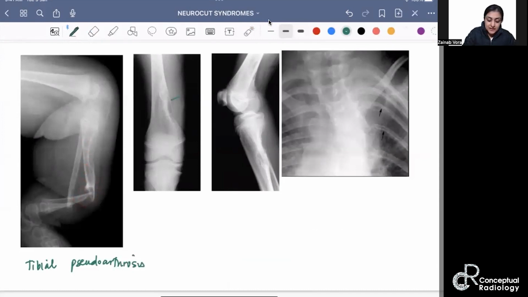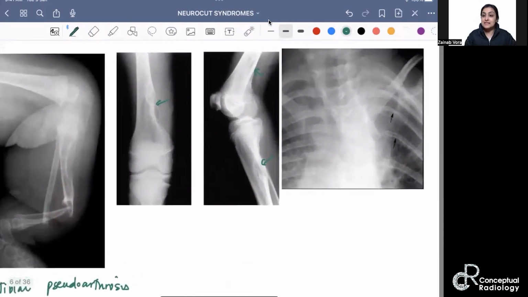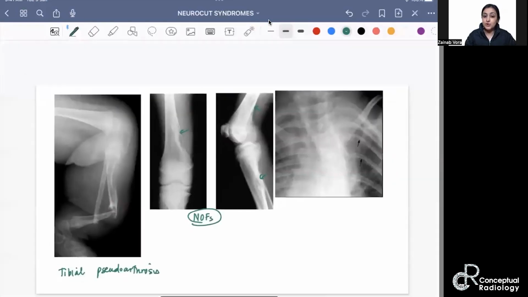And what you see here are these eccentric geographic lytic lesions, multifocal eccentric geographic lytic lesions with a sclerotic rim, no periosteal reaction, very, very well defined, with a sharp zone of transition. So these are benign lesions which are NOFs, non-ossifying fibromas. We have discussed this in the bone tumor class.